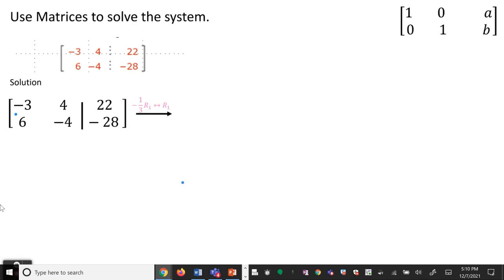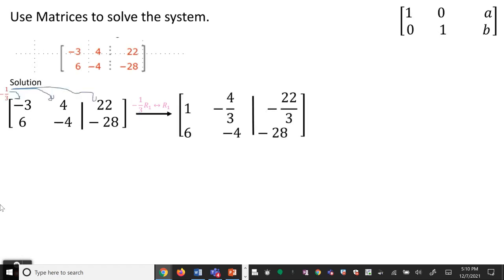So in order to make this -3 a 1, I'm going to multiply it by -1/3. So I'm going to have -1/3 times row 1, and whatever answer I get, I'm going to place back in row 1. Okay, so we have -1/3 times -3 is going to be +1. And then -1/3 times 4 is going to be -4/3. And -1/3 times 22 is going to be -22/3.